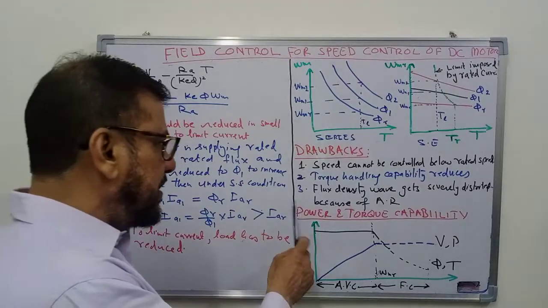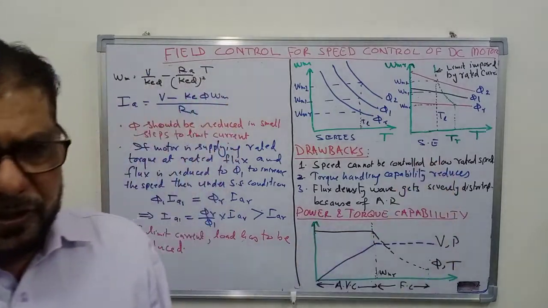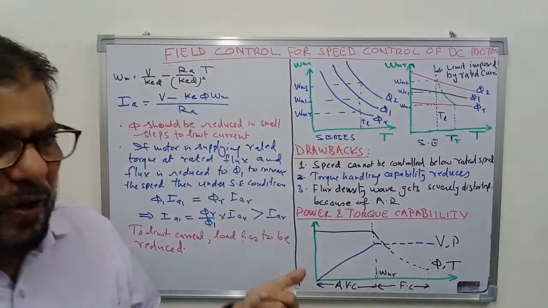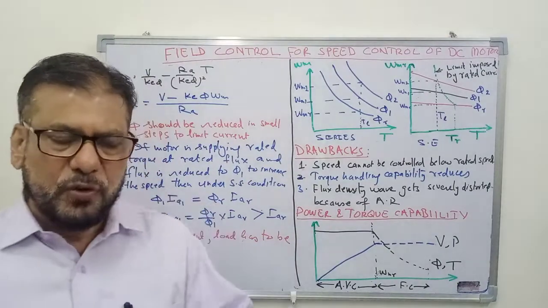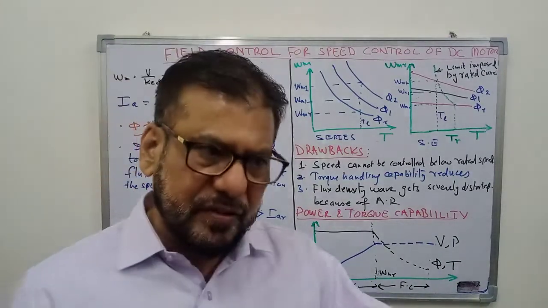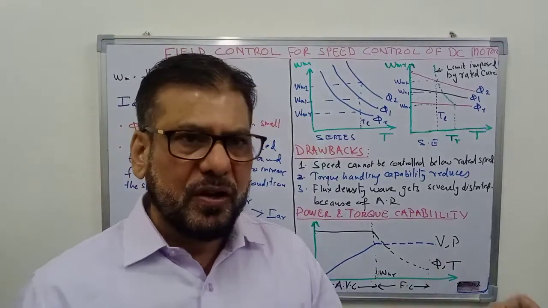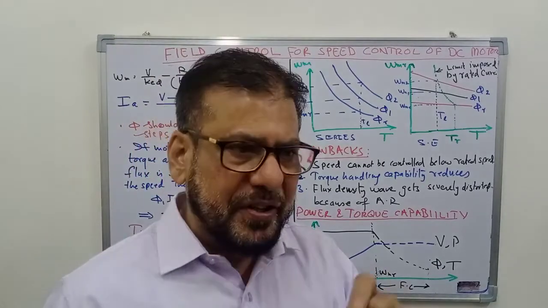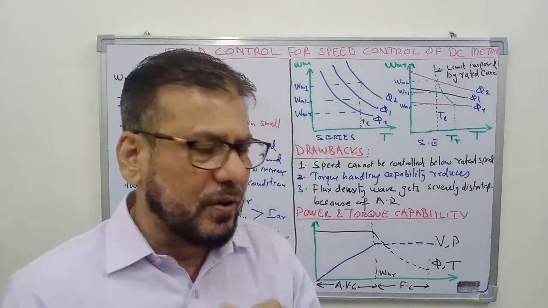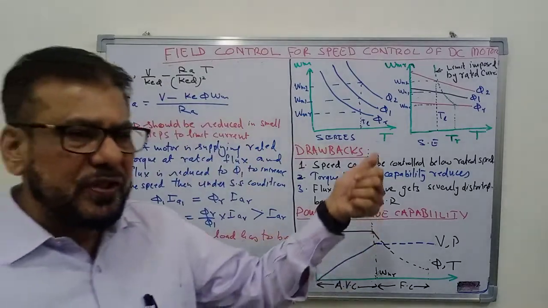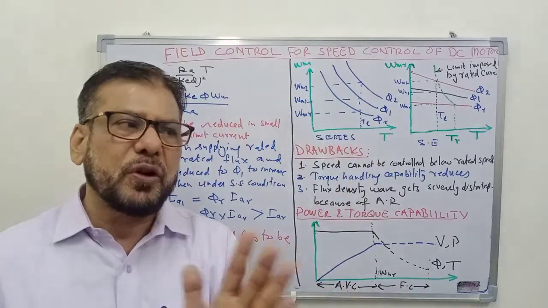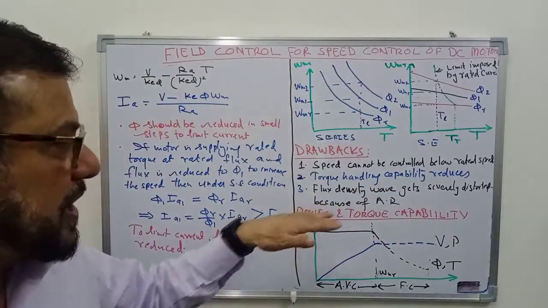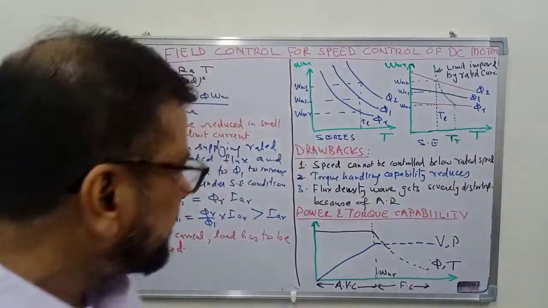Second, as I discussed here, the torque handling capability of the motor reduces. Unlike the armature voltage control, there the torque handling capability remained constant. At whatever be the speed, the motor can still provide the same torque, because torque is given by phi into Ia. We are not changing phi. So at rated current, the motor will still supply the rated torque. But here in this case, as we are reducing the flux and current cannot go beyond rated current, so the torque produced by the motor will reduce. So the torque handling capability of the motor will reduce in this case.